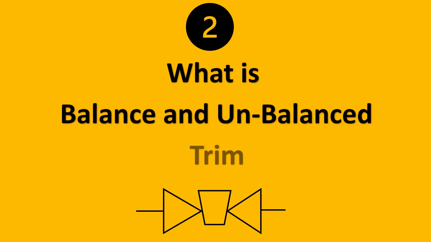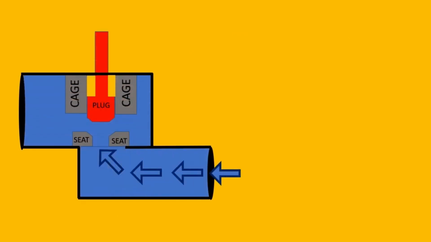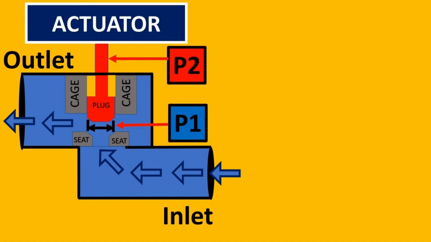The next most asked question in interviews is: what is a balanced and an unbalanced valve? So let us look into that. Let us take this example of an unbalanced valve. So here's your cage, plug, and seat assembly. The flow is going from the inlet to the outlet. And here you have the force P1 which is acting from the fluid. On the other side there is force P2 from the actuator.